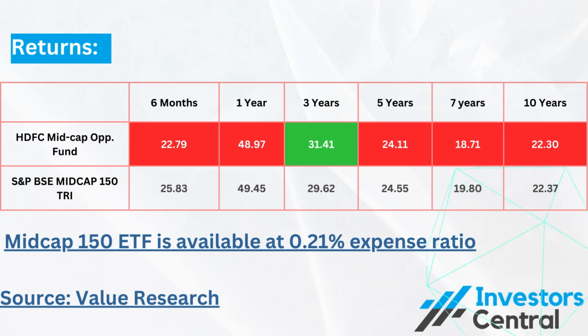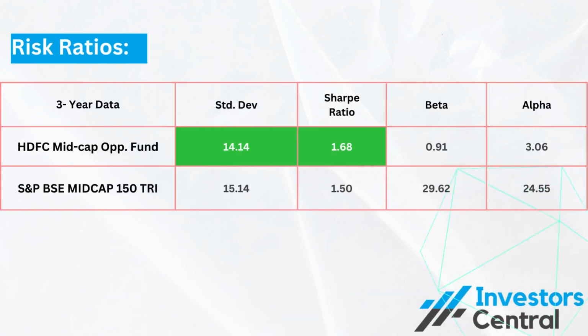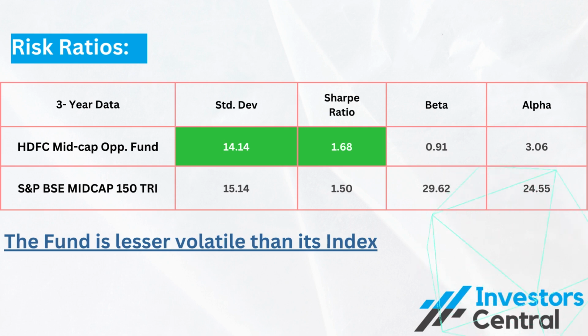But just returns are not the only factor to decide whether a fund is good or bad. There are risk parameters also. Let us see how the fund is performing in risk management of the portfolio. Here we can observe that the standard deviation of this fund is lower than its index, which is extremely good. That means the fund is selecting lower volatile stocks and trying to make returns for its investors, which can be seen in the Sharpe ratio at 1.68. While its index has a Sharpe ratio of 1.5, this fund has a Sharpe ratio of 1.68.